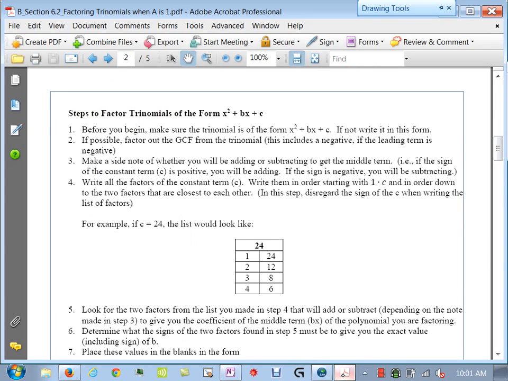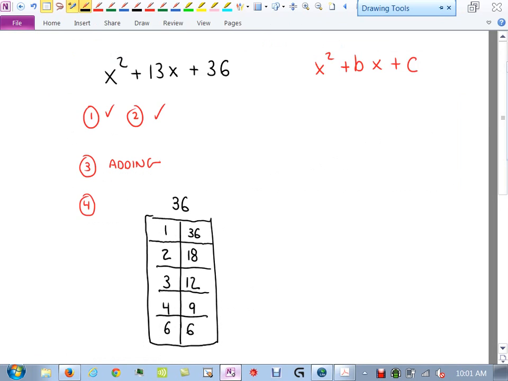Okay, now what are we going to do with this? That was step 4, right? Step 5 is to look for two factors from the list in step 4 that will add up, for us, to be the middle term. So what's our middle term? 13x, right? We need to look for numbers in this list that when you add them together, you get 13. What is it? 4 and 9, right?